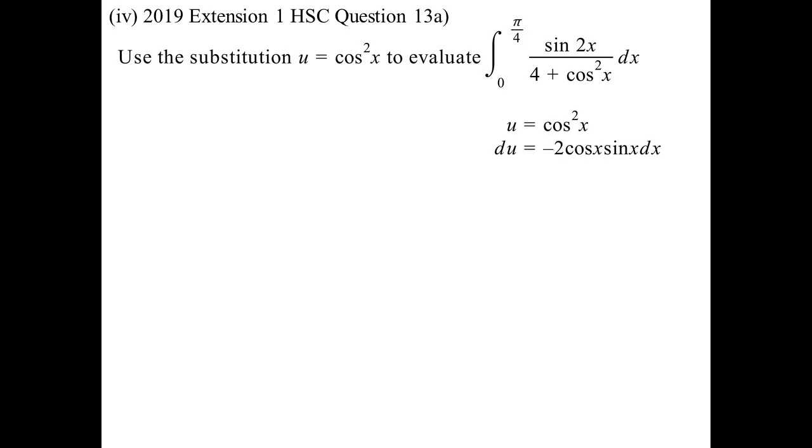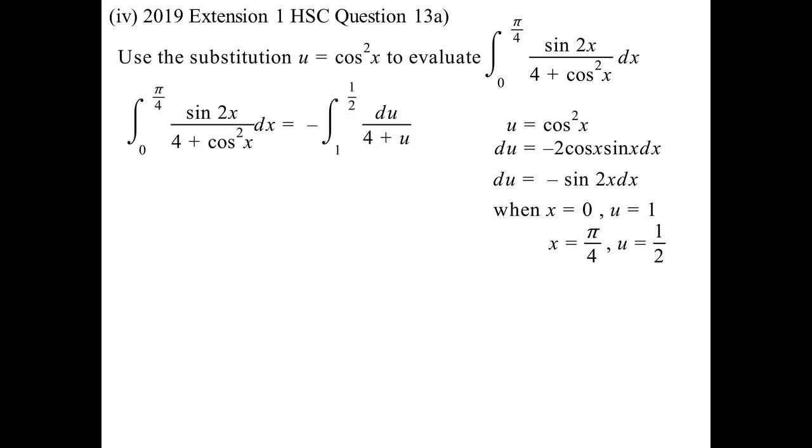du is therefore, bring down the power, 2. Lower the power, cos to the power of 1. Dip the inside, differentiate cos, we get minus sine. The other thing I noticed though is in the actual question I've got sine 2x. But of course 2 cos x sine x is sine 2x. So du is minus sine 2x dx. Now the limits, when x equals 0, u is 1. When x is pi on 4, u is a half. We end up with minus du over 4 plus u, going from 1 to a half.